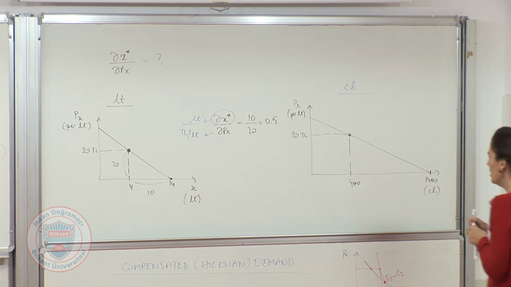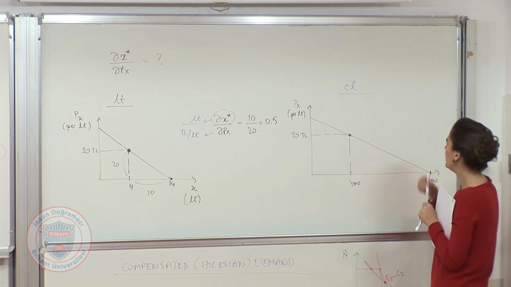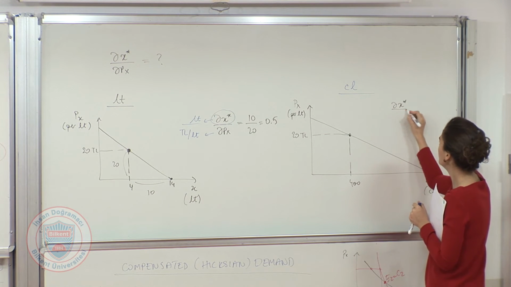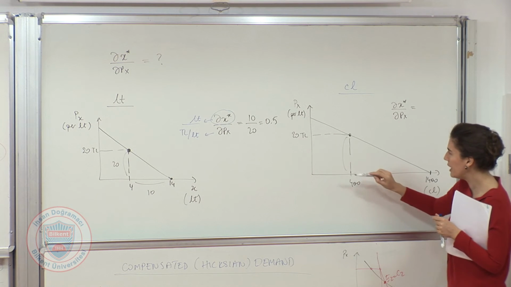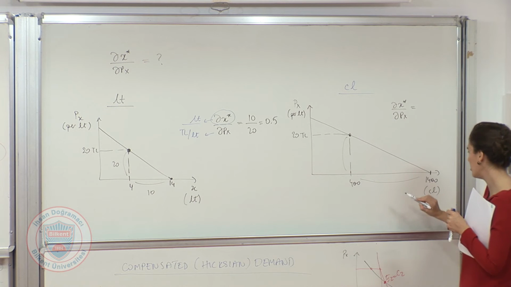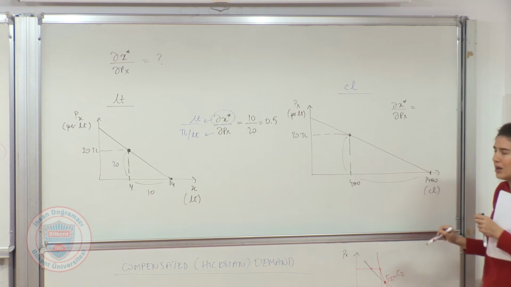Now, fine. So what is this del X star over del PX here? What is this? Here it's going to be 20, and here it's going to be 1000, right?